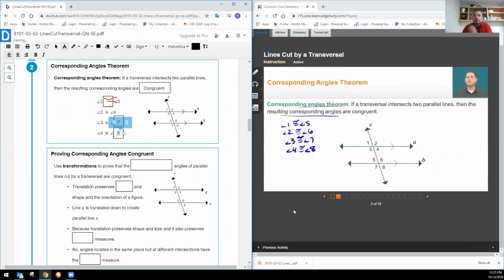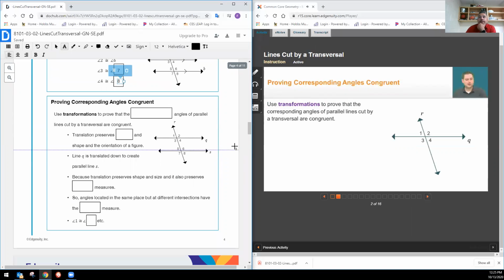Now, I'm going to prove this using transformations. Recall that a transformation is an operation on a figure that may cause it to change its orientation, its size, or its location in the plane. Now, a translation, that's a type of transformation, but it preserves size and shape and the orientation as well of a figure.